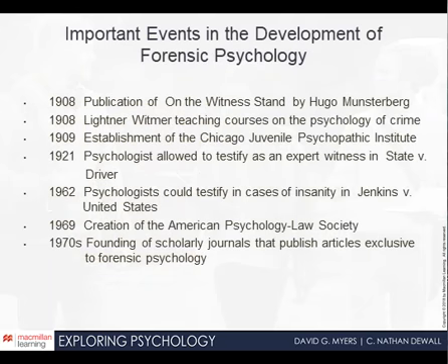Some other important events in the development of forensic psychology. We have On the Witness Stand. We have Leichner Whitmer teaching courses on the psychology of crime in 1908. In 1909, the establishment of the Chicago Juvenile Psychopathic Institute. In 1921, psychologists allowed to testify as expert witnesses in State versus Driver. In 1962, psychologists could testify in cases of insanity in Jenkins versus the United States. In 1969, the creation of the American Psychology Law Society. And in the 1970s, the founding of scholarly journals that publish articles exclusive to forensic psychology.